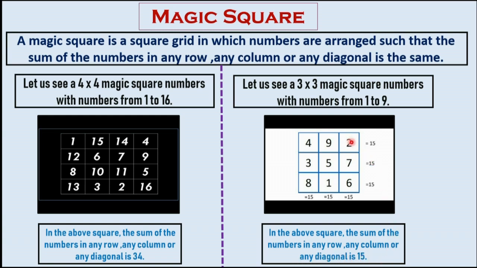Now see how. 2 plus 7, 9. 9 plus 6, 15. 9 plus 1, 10 plus 5, 15. Like this only, this will also be 15. See this row? All columns are what? If you add this column's numbers, that will be equal to 15. This column's numbers, that will be equal.